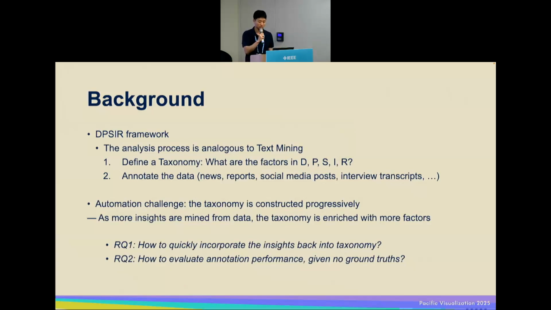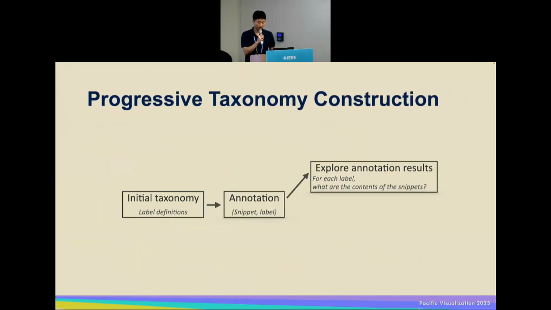So in this work, we try to answer these two research questions to help them. First is how to quickly incorporate the insights back into the taxonomy, and second, how to evaluate the annotation performance given no ground truths. And to understand how we answer these questions, let's take a closer look at the process of progressive taxonomy construction.